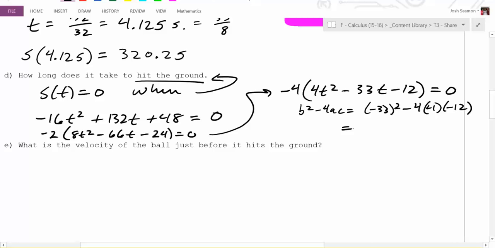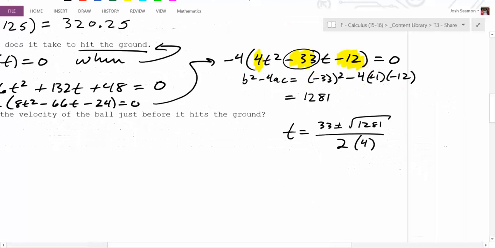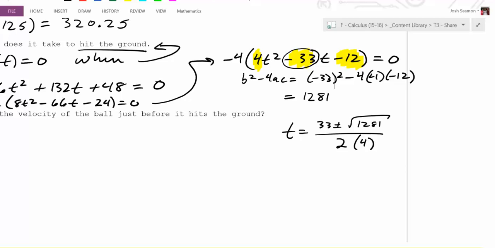What are you going to be expected to have in order to do this question? Your calculator. Can someone just do that on the calculator for me? Negative b, what's b in this case? So it's going to be 33 plus or minus the square root of 1281 all over 2 times 4. Here's a, here's b, and here's c. So if you do that on your calculator, how many answers do you get? Find me the 2 answers using your calculator right now, everybody.